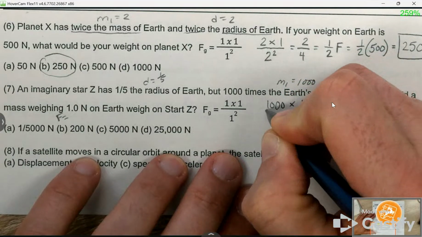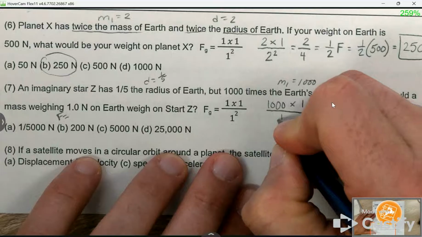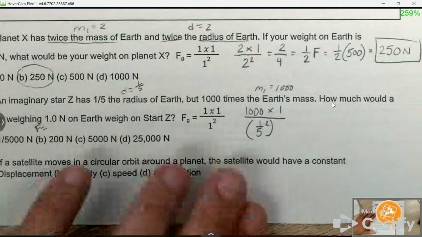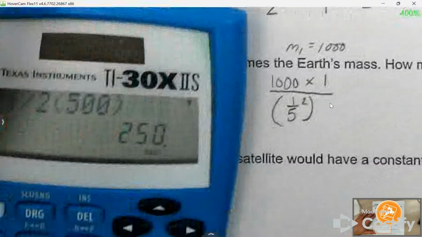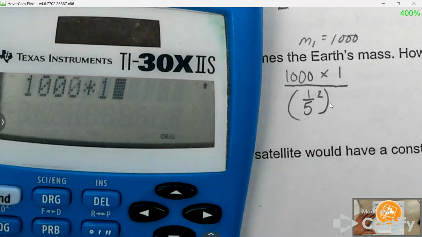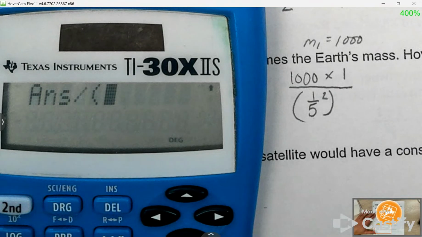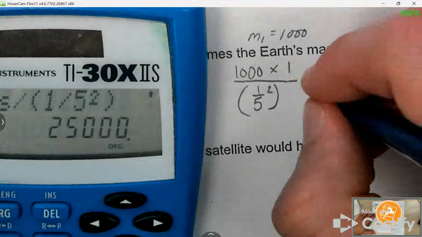The mass of that other object isn't changing, but the radius of this thing does. It's 1/5, but you have to square it. So this is what you wind up with as your equation. Now, to type this in, 1,000 times 1, it's 1,000. Now we're going to divide that out by 1/5, so 1 divided by 5, squared, close it, boom. And it will be 25,000 times the original force.